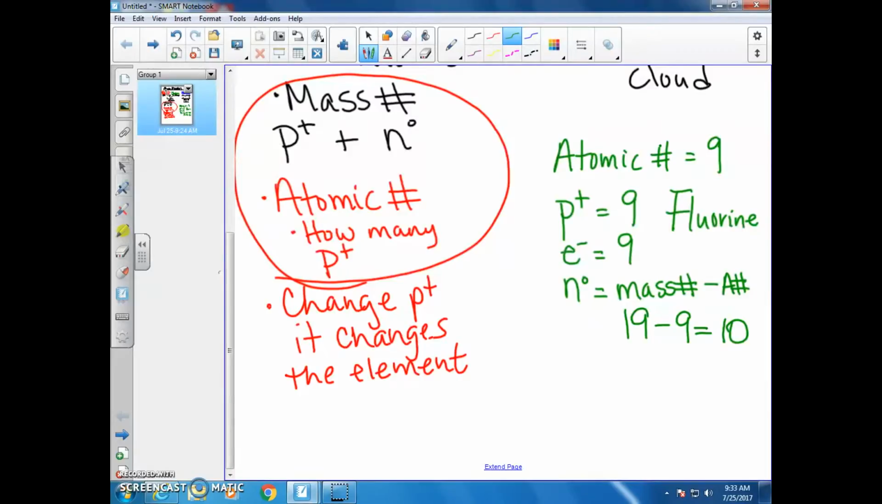So if you were to see fluorine, sometimes they will write it like this, and you will have the symbol, and at the top, you're going to have the mass number, 19, and at the bottom, you're going to have the atomic number, 9. So this is the mass number, and this is the atomic number. The larger one usually goes on the top. The mass is going to be larger because you're dealing with both protons and neutrons in the mass.